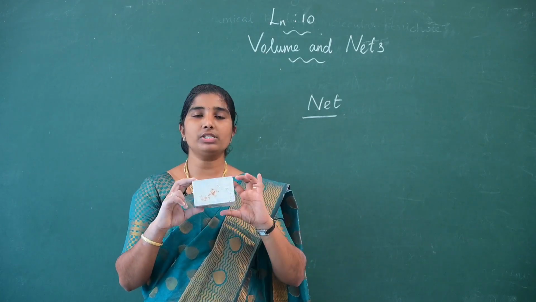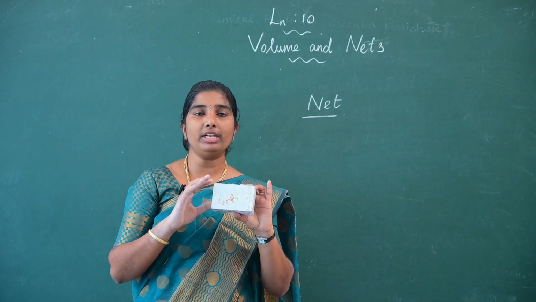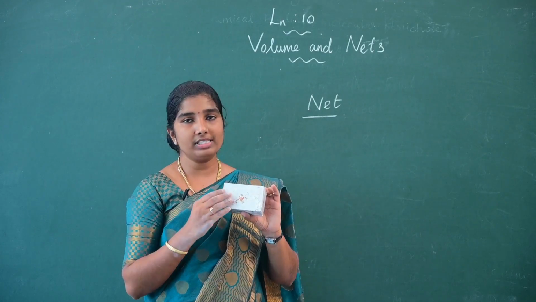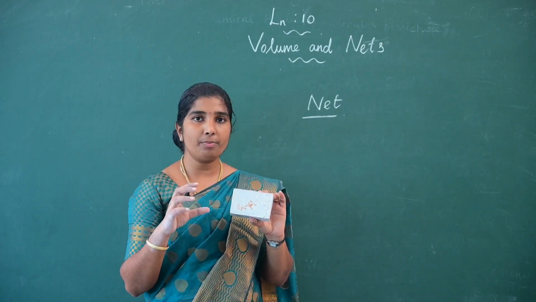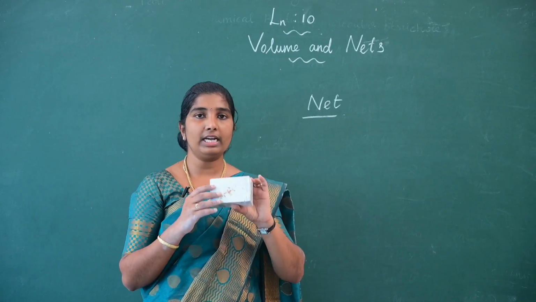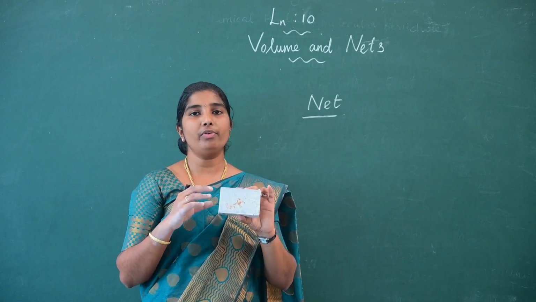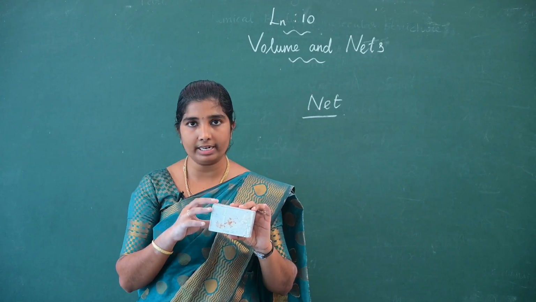So net means when you unfold these 3D shapes, you will get one flat surface, that is the net of these 3D shapes, net of cuboid. Okay, what is net? Net means when you unfold the 3D object, unfold the 3D shape, we will get one flat shape, that is the net of that 3D object.